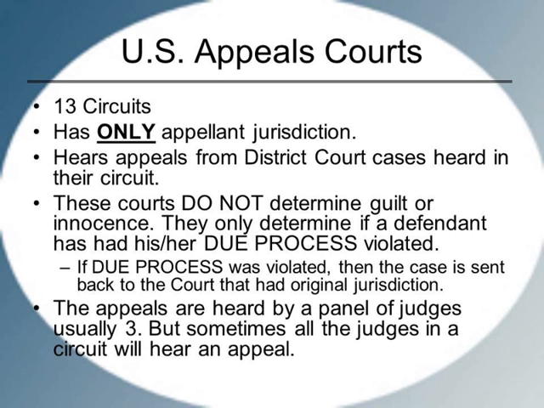And a majority of the judges have to agree before they'll determine whether or not my due process rights have been violated or not. So if 2 judges say that my due process rights have been violated, I'm given a new trial. If 2 judges say that my due process rights have not been violated, then my conviction stands and I stay in prison. Remember, the appeals court only has appellate jurisdiction.